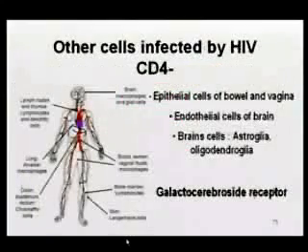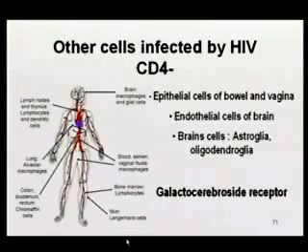We get various subpopulations. Now there are other cells. We talk about CD4 cells, we talk about macrophages. There are other cells in the body that get infected by HIV. We won't go into these very much, but endothelial cells in the brain, certain other brain cells. One of the consequences of an HIV infection is age-related dementia. Epithelial cells in the bowel and vagina also get infected. These, for the most part, are CD4 negative cells.